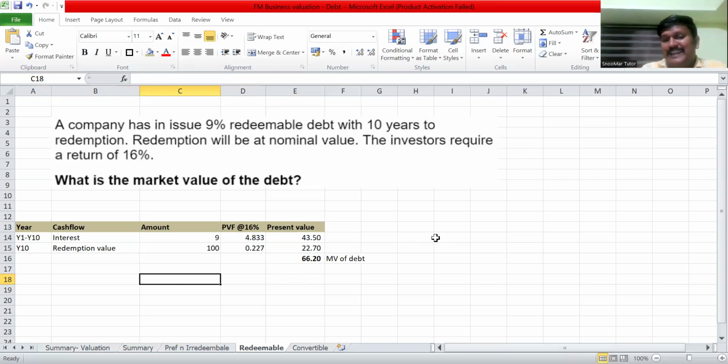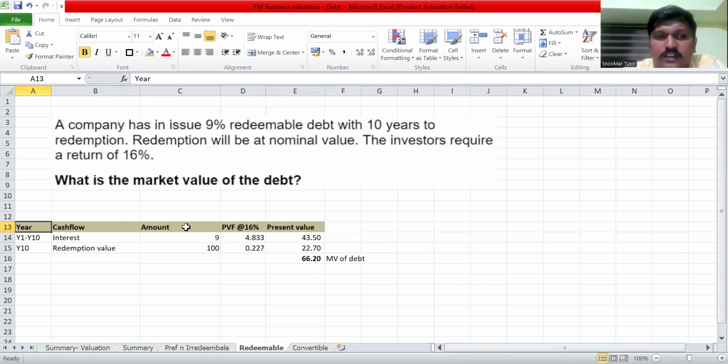Now coming to the next one, which relates to the convertible option. You calculate its market value on the same basis, because we follow the same method there as well. We'll consider that later. Now I hope this one is clear for you.